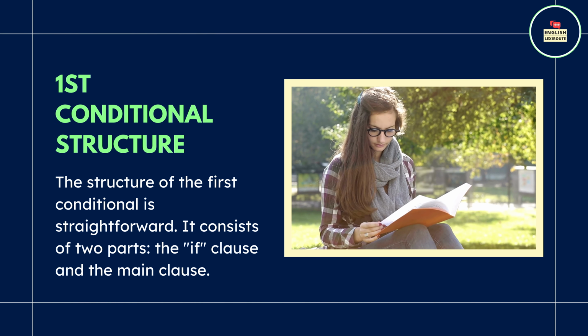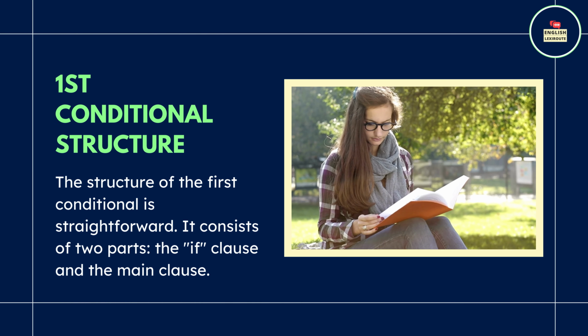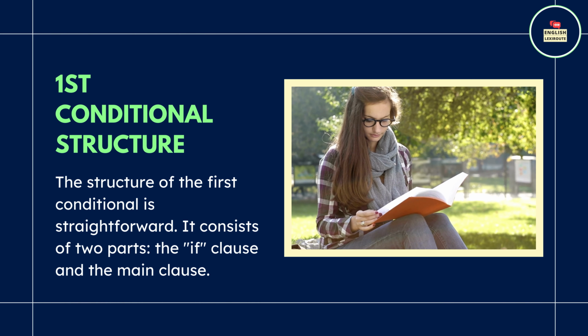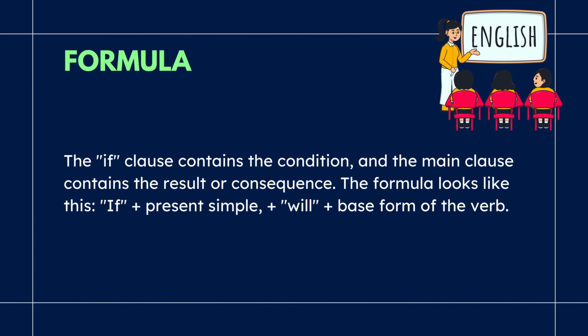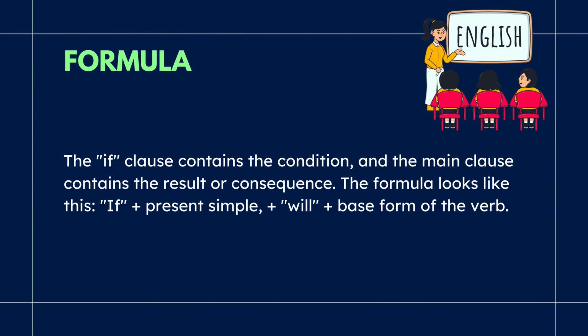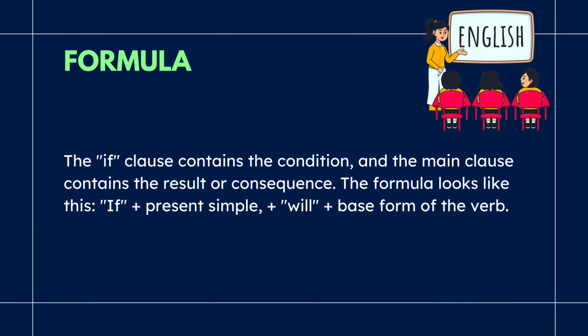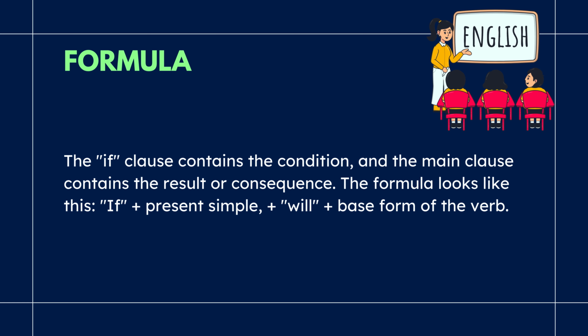The structure of the first conditional is straightforward. It consists of two parts, the if clause and the main clause. The if clause contains the condition and the main clause contains the result or consequence. The formula looks like this: if plus present simple plus will plus base form of the verb.